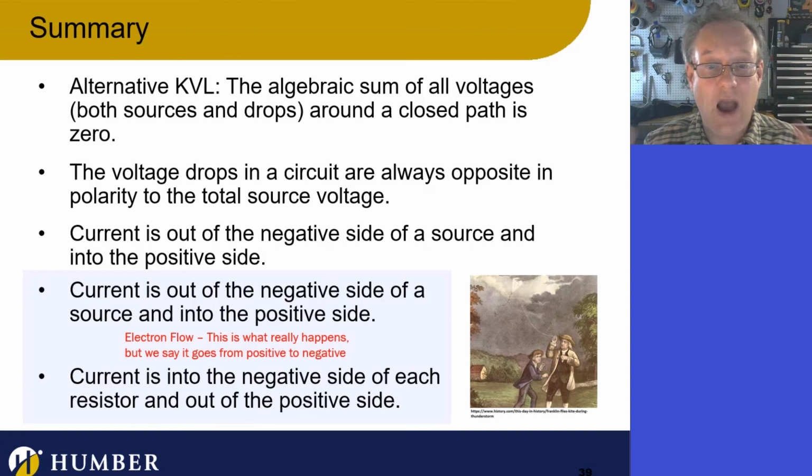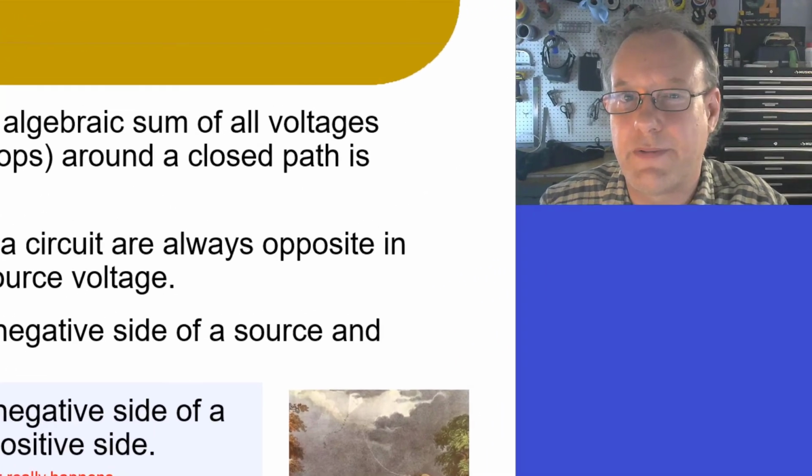Now, current out of the negative side of a source and into the positive side. Well, we know that that's actually true, but we don't say it that way. It's not actually, that's electron flow, but we use it the other way around. There you go. So everything you need to know moving forward about series circuits is done. They don't actually get more complicated than this. It's just a matter of applying these rules and practicing. Okay, bye.